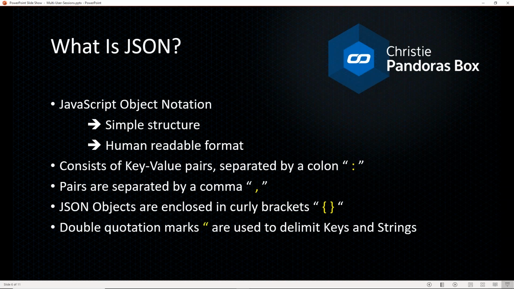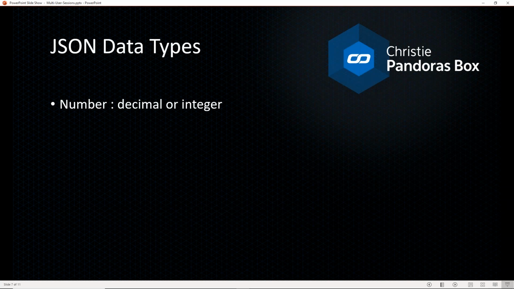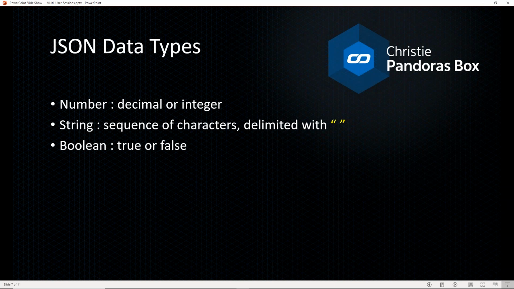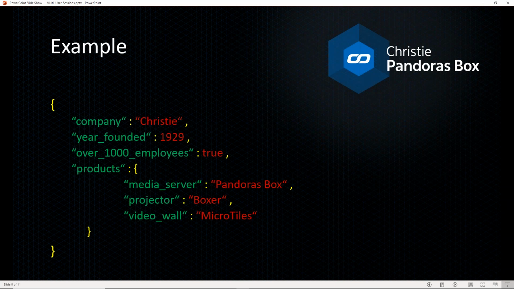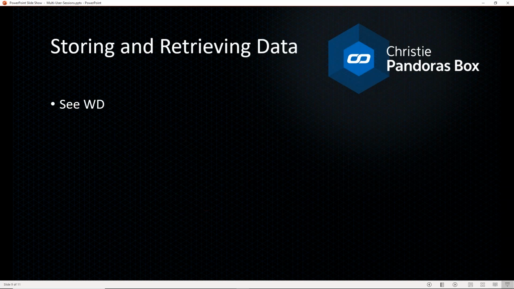So we have different data types we can use. We can use strings, booleans, and we are actually using most of these for this widget. And here's an example. I know I'm going through this very quickly, but it'll make sense when we start looking at the widget. So we're going to switch over to the widget now.